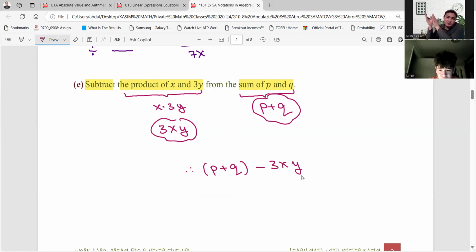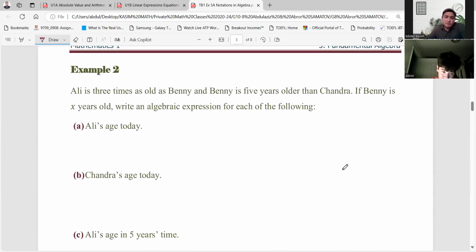So in algebraic expressions, the sum of P and Q is P plus Q. You see how we are simplifying word problems into very simple algebraic expressions. That's why algebra is a very powerful tool to solve problems. You have a huge word problem, you just convert this into an algebraic expression or equation and solve it. That is the way we mathematicians solve problems.